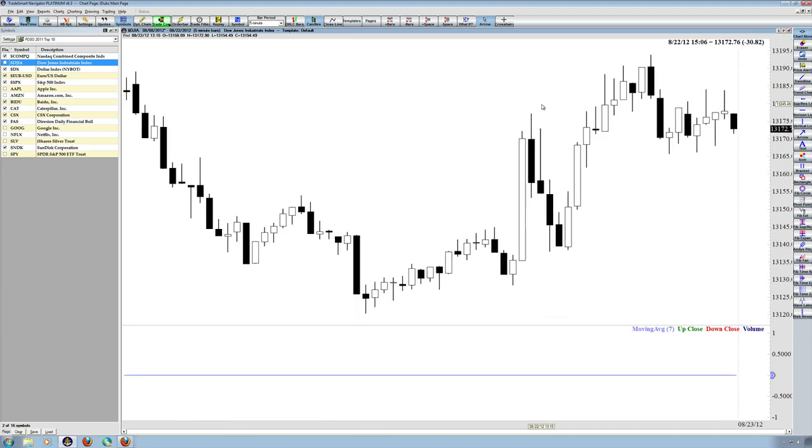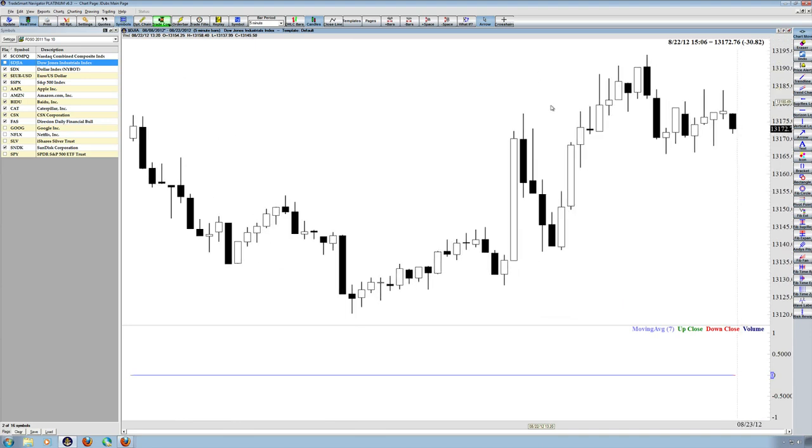Take a look here at this tweezer top that should be an engulfing pattern right here. Okay, it looks more like a tweezer top, but technically it's an engulfing pattern. See, we basically had the same open and close right here, but we engulfed the preceding day, or in this case, the preceding 5 minutes. But there's no gap because the market never closed.